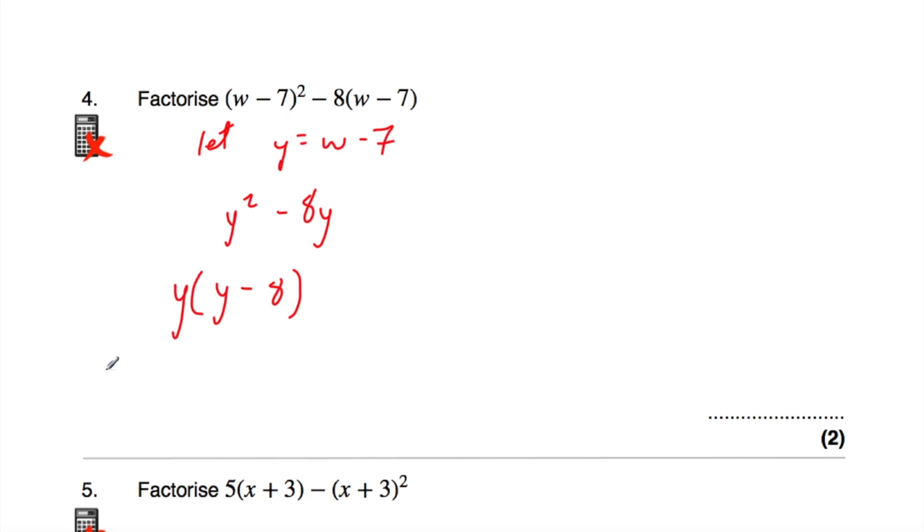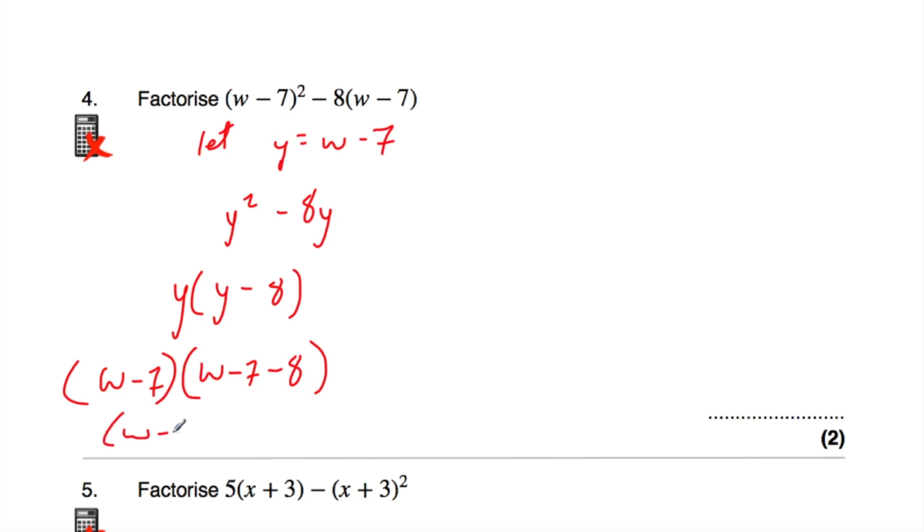Just factorizing that. And now let's replace the y with our w minus 7. So instead of y, we're going to have w minus 7. And let's put that in a bracket. When you replace that y that's on its own with w minus 7, we just put it in a bracket. And then here we've got in our bracket y minus 8. Well, y is w minus 7, so we've replaced that y with w minus 7, but we've still got that minus 8 after it, close brackets.